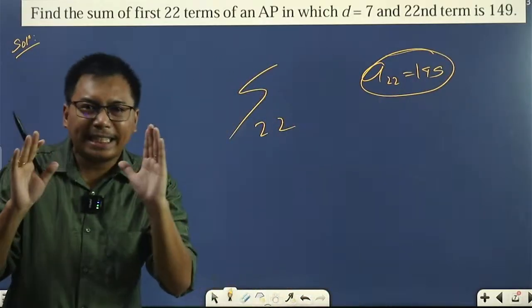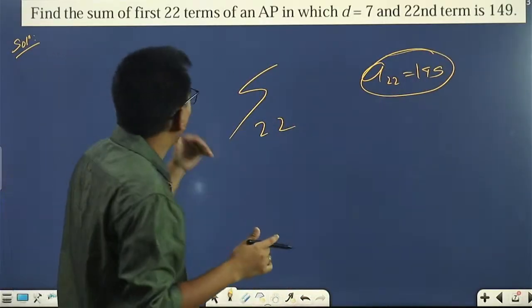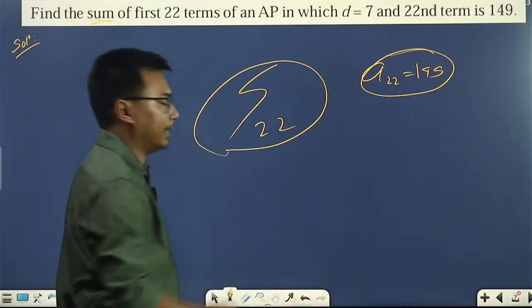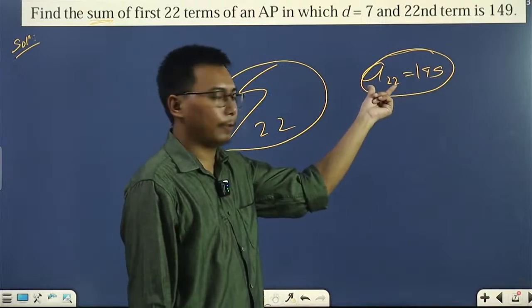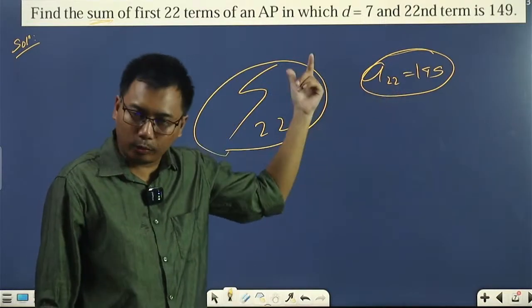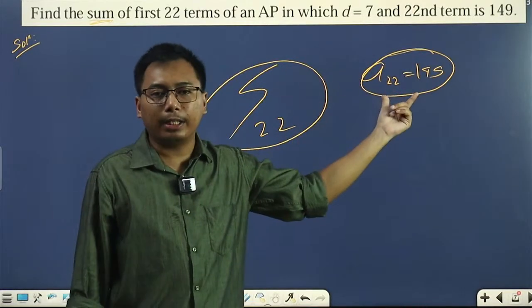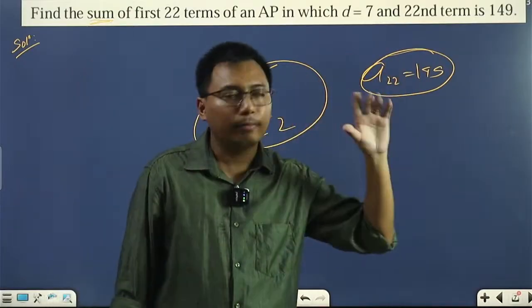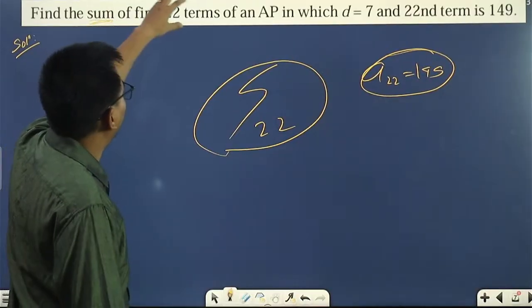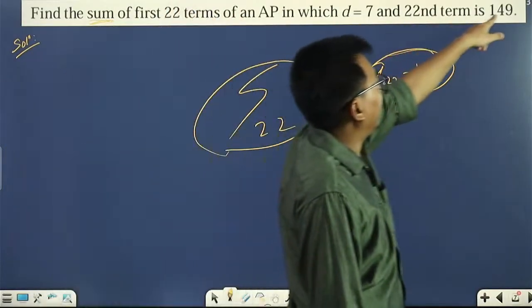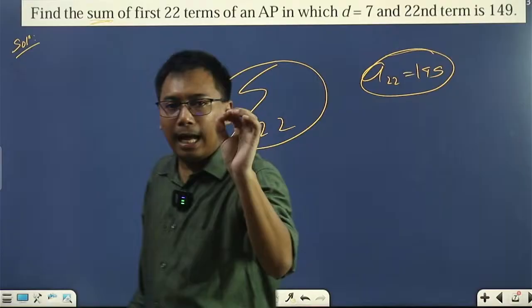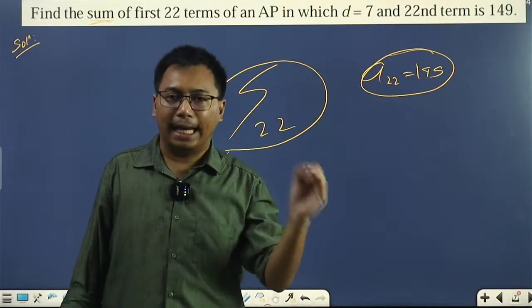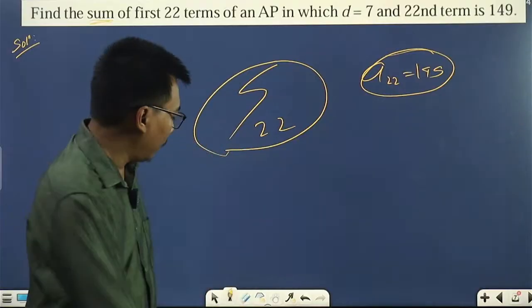All right. 22nd term is 149. What's the sum that we need to find? This S22, right? And there are 22 terms. The 22nd term is given, which means here the last term is given. It doesn't mention that it's the last term, but we have to find the sum of first 22 terms and the 22nd term is given, which means the last term is given. So which formula do we use? The second formula, which is Sn is equal to n by 2 into (a plus l).